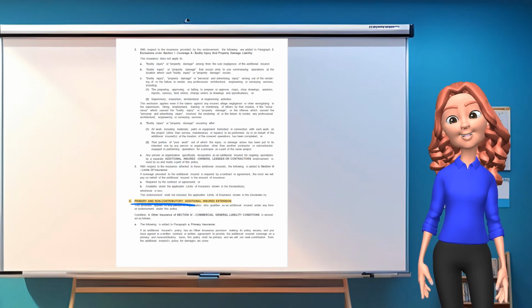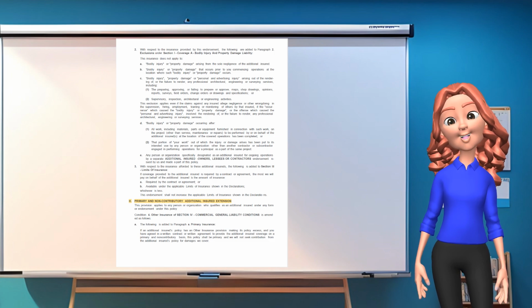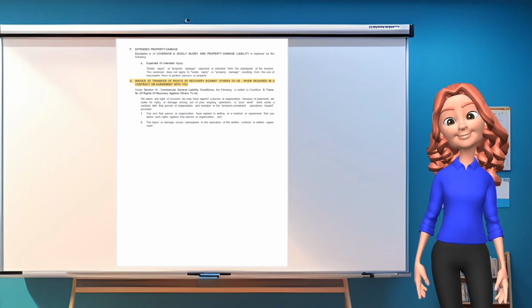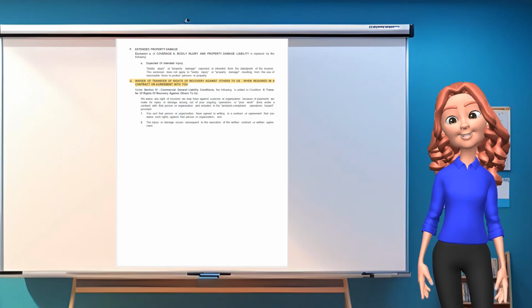Primary and non-contributory means your insurance pays first, and the other party's insurance doesn't have to share in the cost of a claim. A waiver of subrogation means your insurance company agrees not to go after the other party to recover money after a claim, even if they were partially responsible.